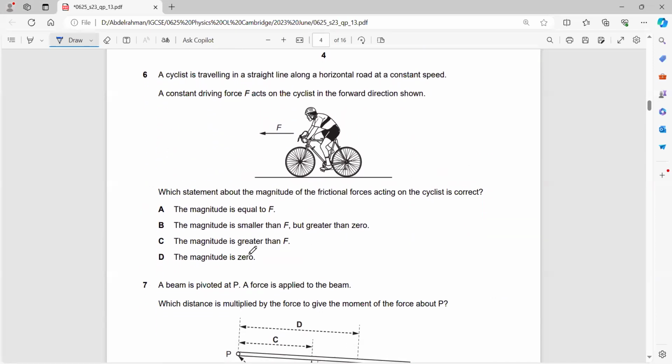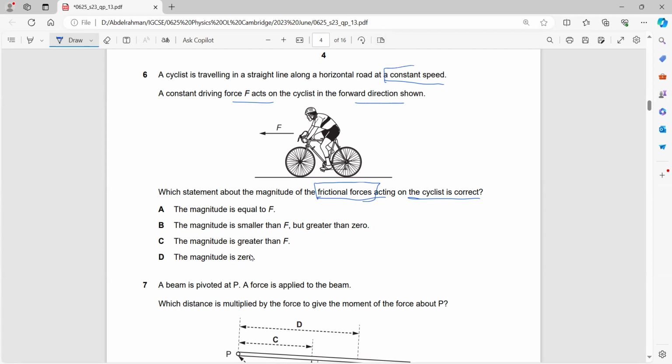A cyclist is traveling in a straight line at a constant speed. A constant driving force acts on the cyclist in the forward direction, as shown. Which statement about the magnitude of the frictional forces acting on the cyclist is correct? If you have a forward force F directed forward, or directed to the left or whatever, what is the magnitude of the frictional forces?